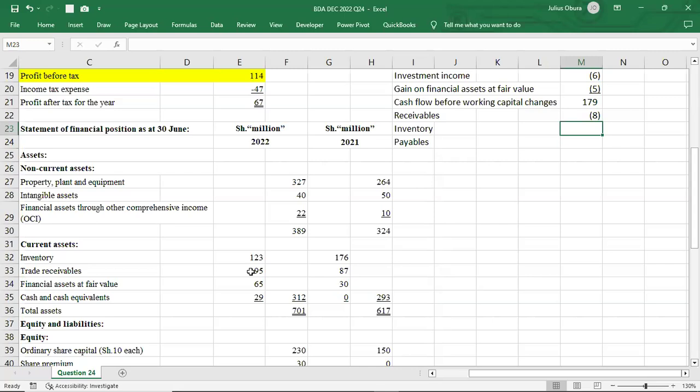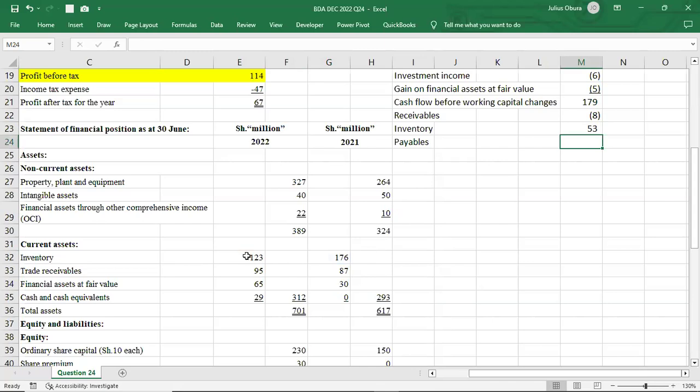Then we go to inventory. For inventory, we had 176 to 123. So it means that we reduced our inventory, which means that we sold more. So that is a cash inflow. So 176 minus 123, we get 53.